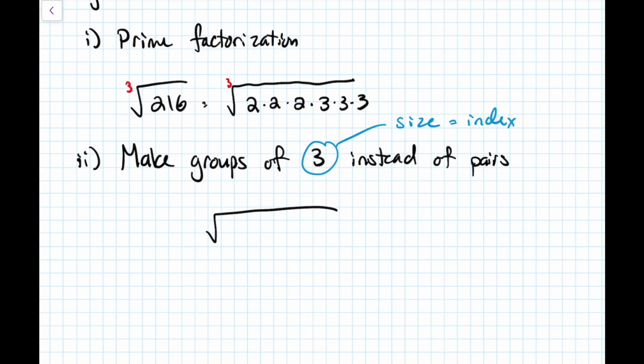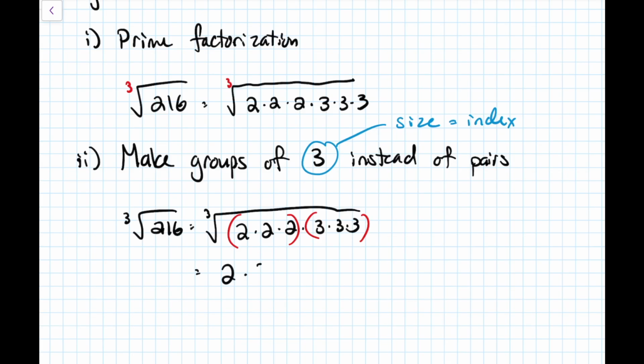So 2 times 2 times 2 times 3 times 3 times 3. If you look at that, we can't make pairs here really, but we can make a group of 3 2's and a group of 3 3's. So our cube root of 216 is going to be a 2 and a 3, which is just 6.